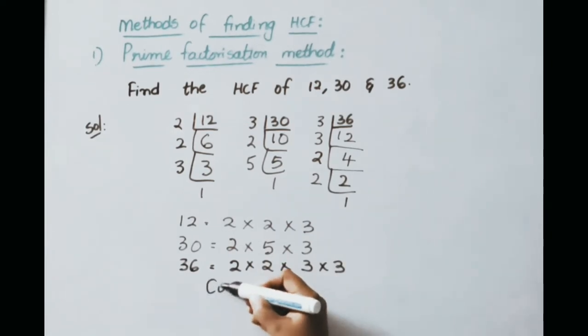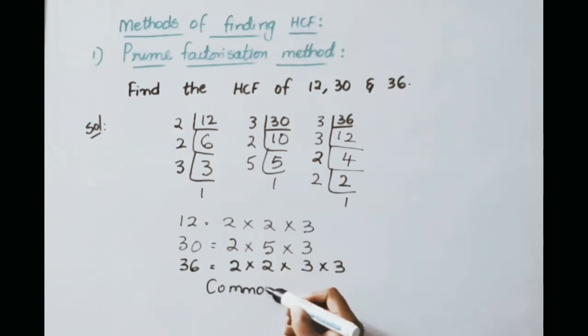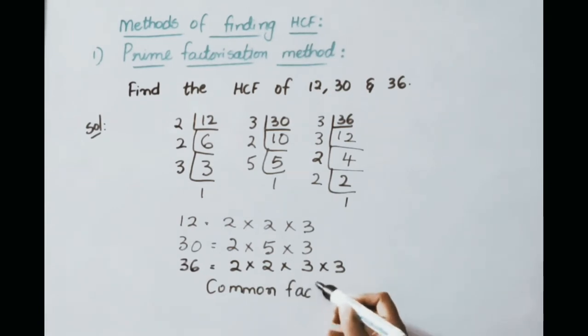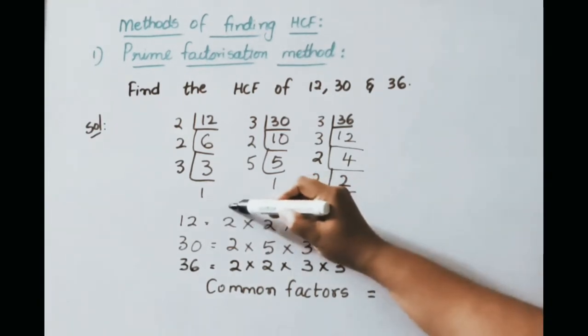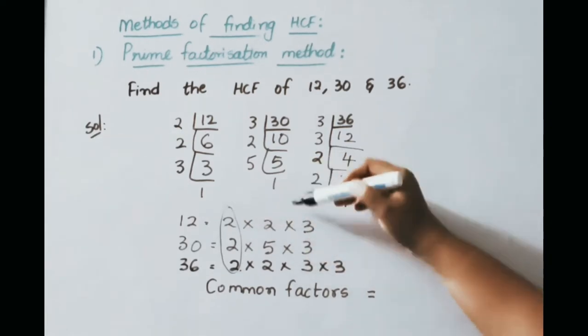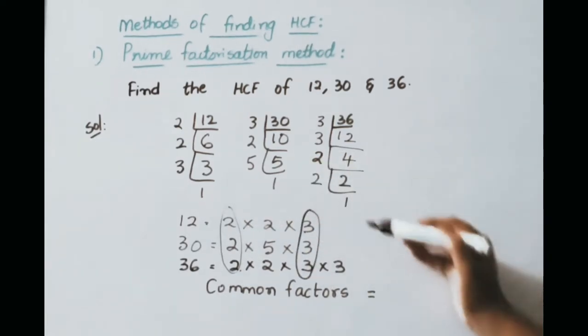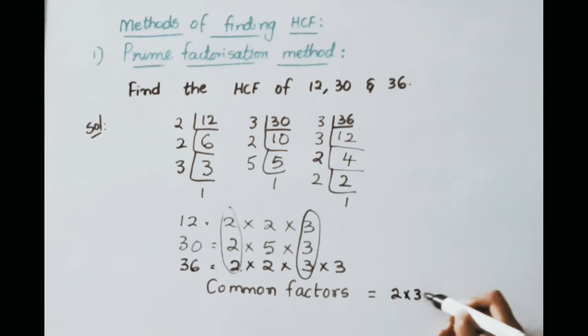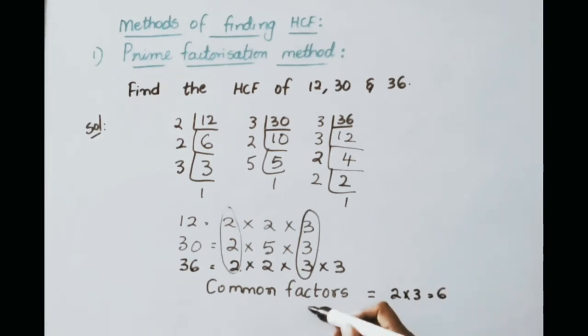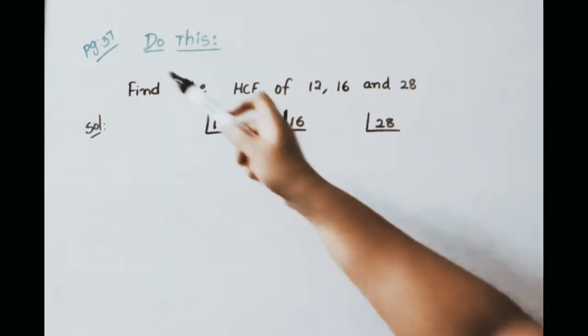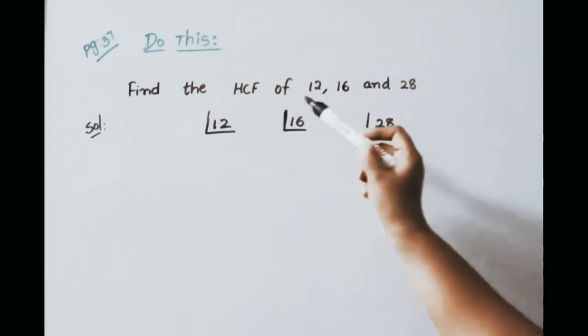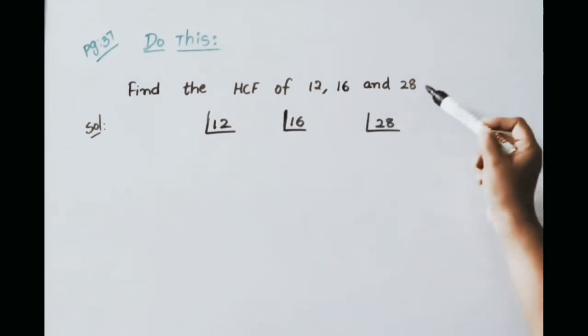Now let us write common factors. That equals to 2 and 3. So write down 2 into 3 common factor, that equals to 6. Therefore, HCF equals to 6. See page number 37. Do this. Find the HCF of 12, 16 and 28.